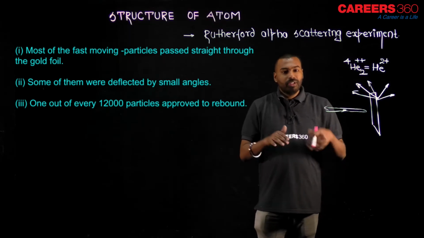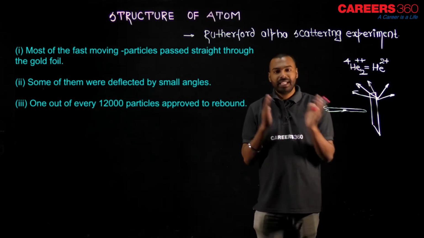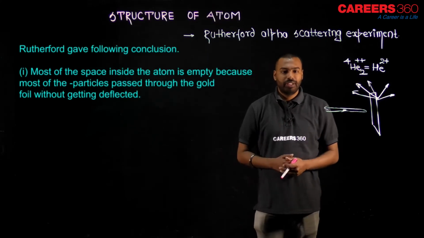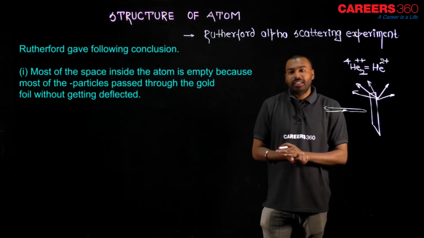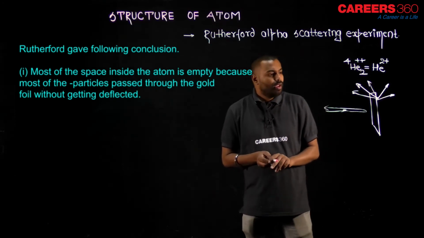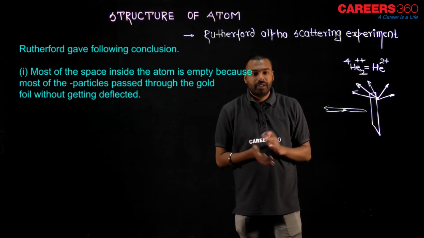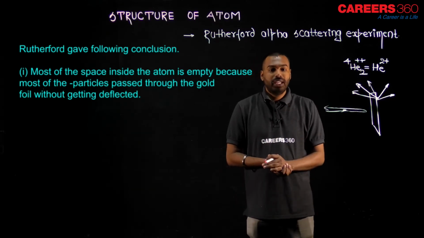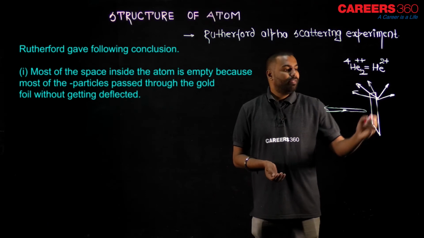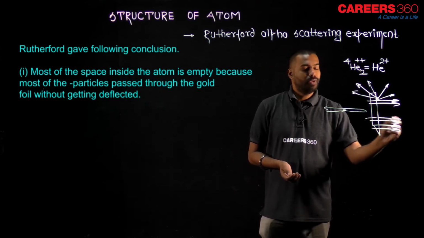Now, on the basis of the observations we come to the conclusion. Let's see the next important point. The conclusion of this experiment is that so many rays are deviated at different angles, but most of the alpha rays were not deviating. They were going simply straight without any deviation.